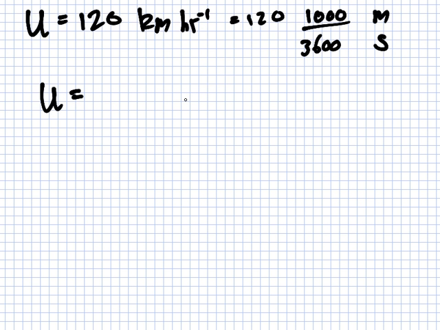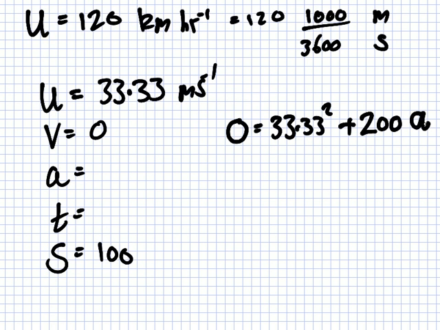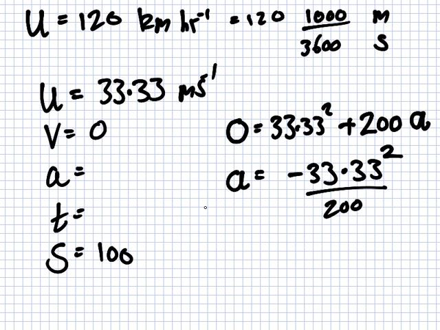Okay, yeah. The V we know, the A we want, the T we don't know, and the S we know. And first I'm looking for the A. So, which formula is that? Yeah, the V squared one. So V squared equals U squared plus 2AS. So that means A is minus 33.33 squared over 200. Can you tell me what that is, please? 5.56.